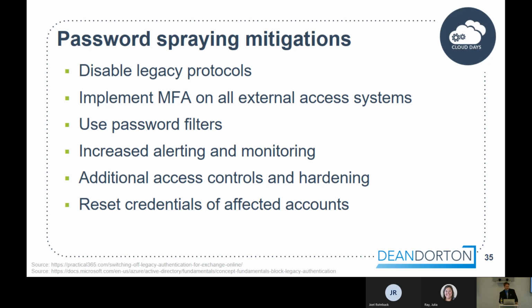You need to implement MFA on all external systems, including VPN, email, virtual desktop infrastructure. You want to use password filters. You want to increase your alerting and monitoring. So use some of these tools we're going to talk about in just a minute, and make sure that people are monitoring those tools and getting alerts whenever there's risky sign-in activity. And then there are some additional access controls you can implement. We'll cover in more depth. And if you discover any accounts that may be potentially compromised, there's a process you should go through to reset the credentials for those accounts.